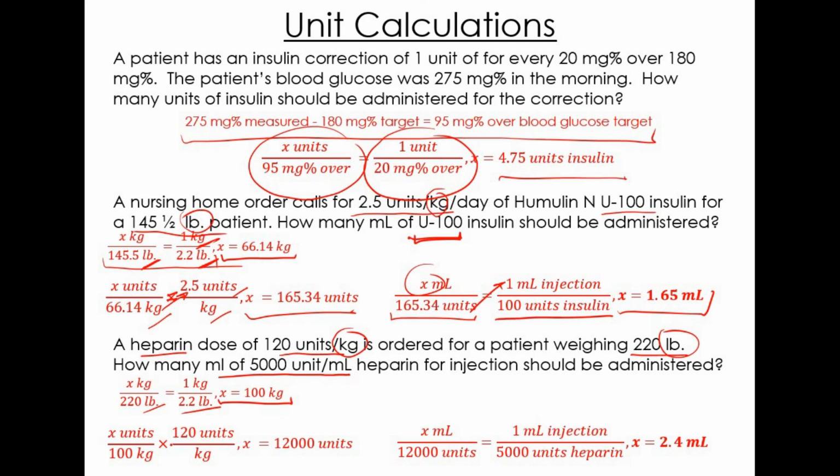Next proportion we can set up is the weight-based dose. So there's 120 units that should be given per kilogram of body weight, and the patient weighs 100 kilograms, and so the number of units they should be taking is 12,000 units. Finally, the heparin injection concentration is 5,000 units per milliliter. The patient needs 12,000 units, and so the number of milliliters is 12,000 divided by 5,000. That's 2.4 milliliters of the heparin injection.